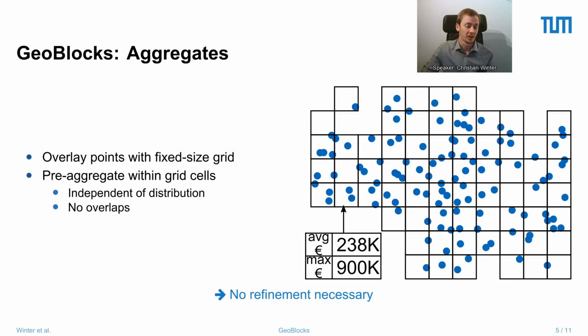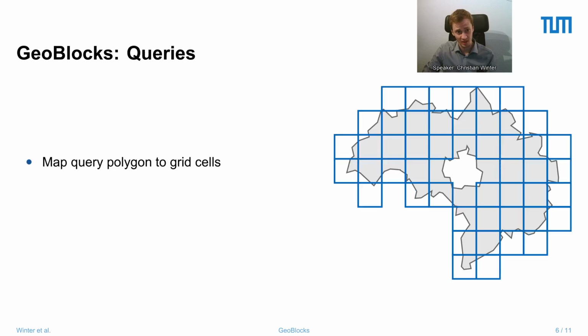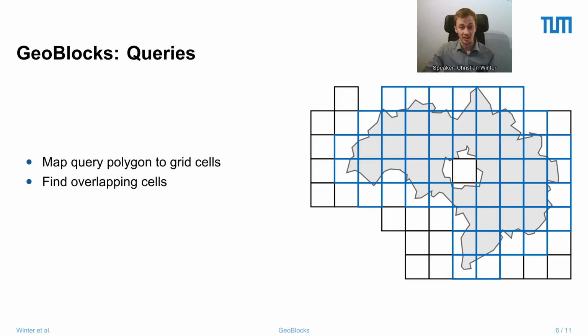Now to look at how we achieve error-bounded results, we have to look at geoblocks queries. For queries, we, as a first step, need to map the query polygon to grid size. You can already see here that we can much more closely approximate the query polygon with our grid size. We can even incorporate details like gaps in the polygon in the middle here. Now, once we have this approximation, we need to overlay it with our data with the pre-aggregated cells that we have of the data.